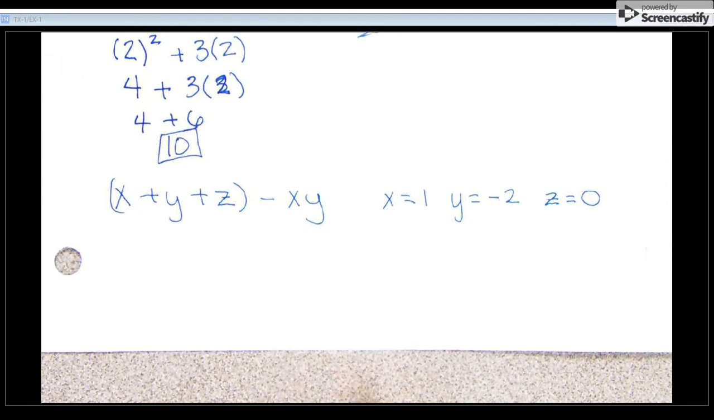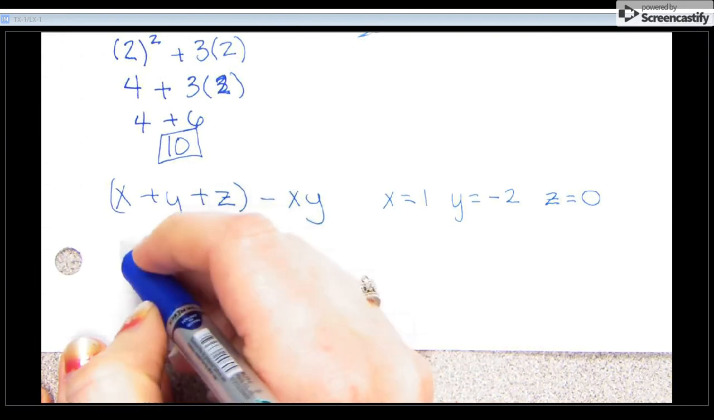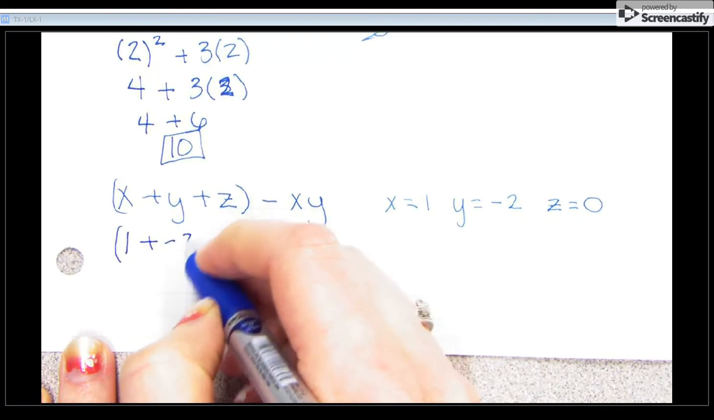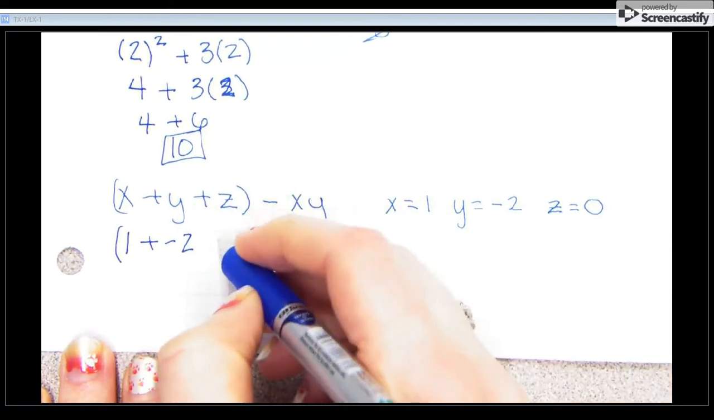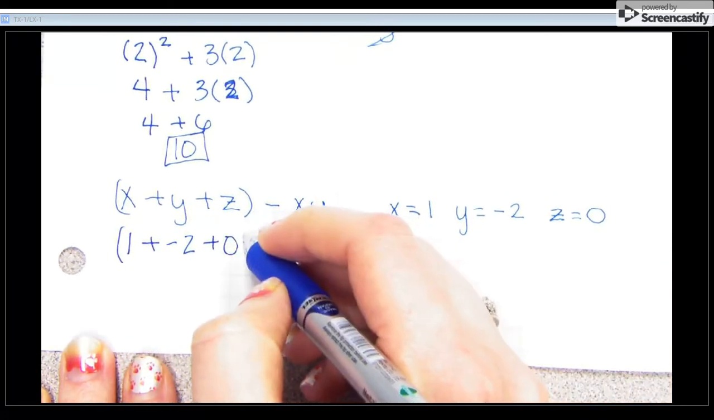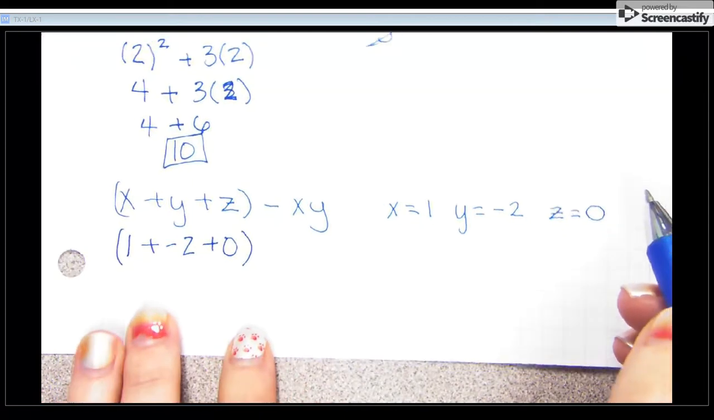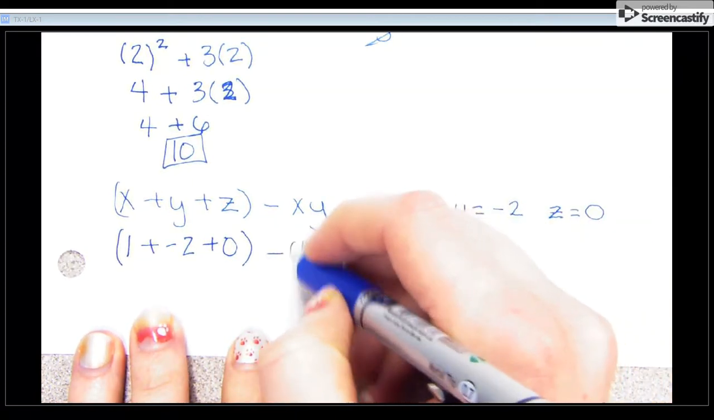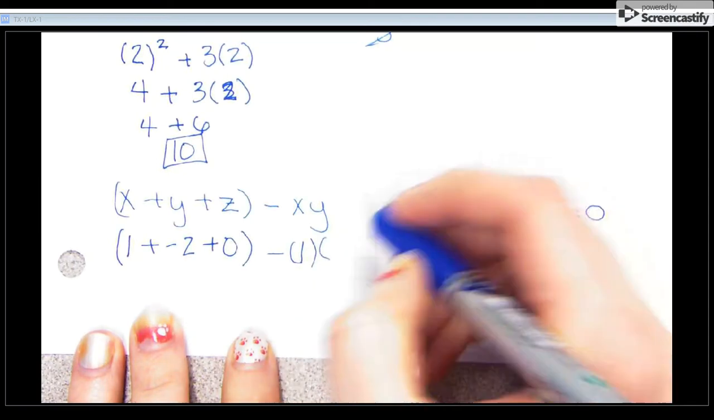One last problem I'm going to do for you today. It looks really big, but the idea of the previous problems still applies. Plug and chug. Plug in what you know and solve using order of operations. I am going to use 1 for x, -2 for y, and 0 for z. That is being subtracted by 1 times -2.